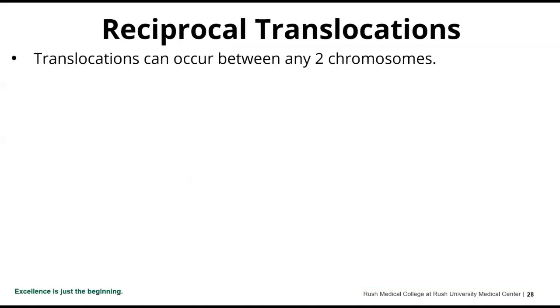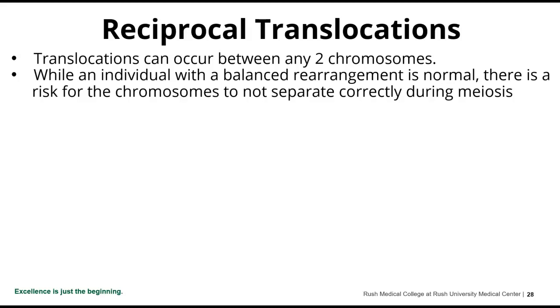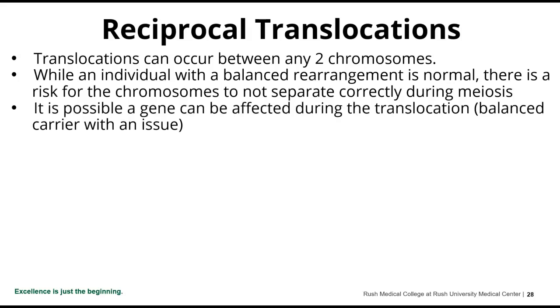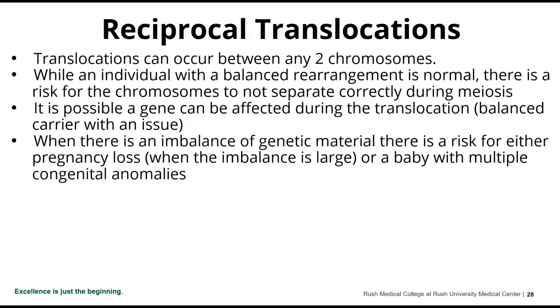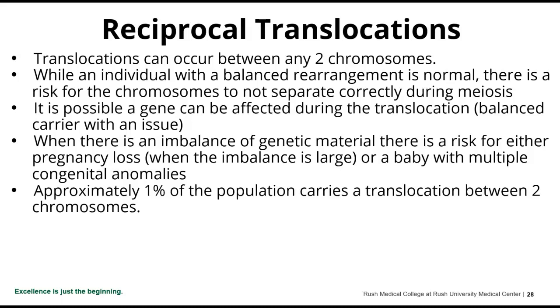Okay, so translocations, as I said, can occur between any 2 chromosomes, and while an individual with a balanced rearrangement is normal, there is a risk for the chromosomes not to separate correctly during meiosis. It's also possible that a gene can be affected during the translocation. So when a translocation is de novo, or new in that individual, it could be the cause of their issues. When there's an imbalance of genetic material, there's a risk for either pregnancy loss or a baby with multiple anomalies. So when it's an unbalanced rearrangement, there could be a very high risk of pregnancy loss or congenital anomalies.